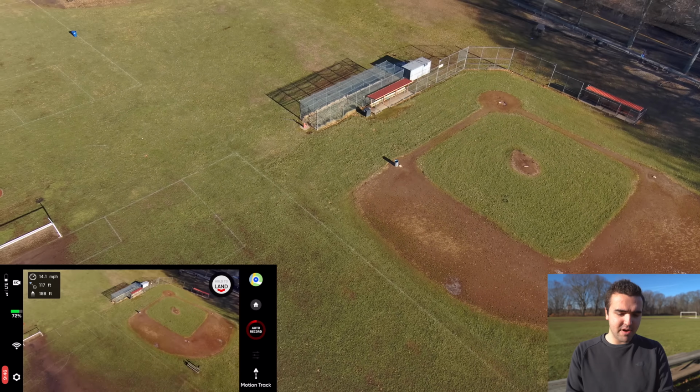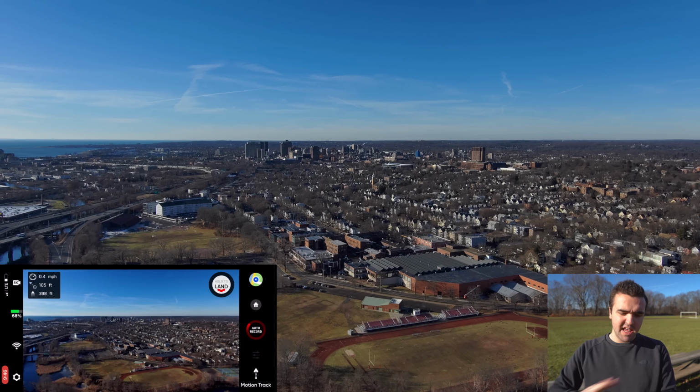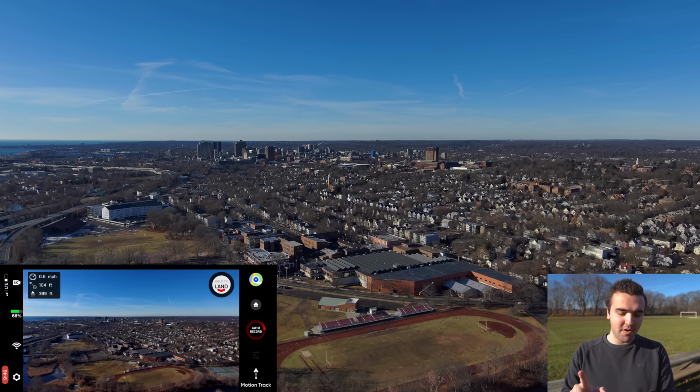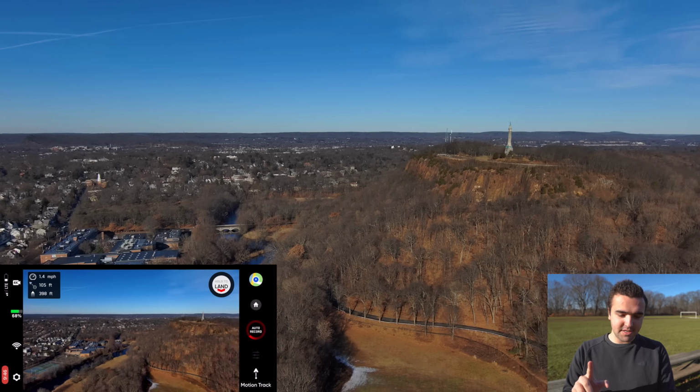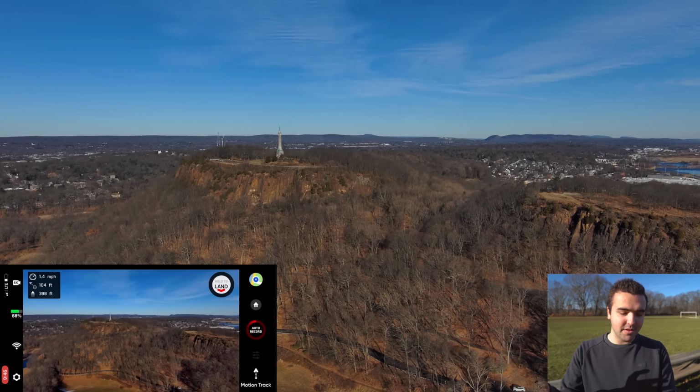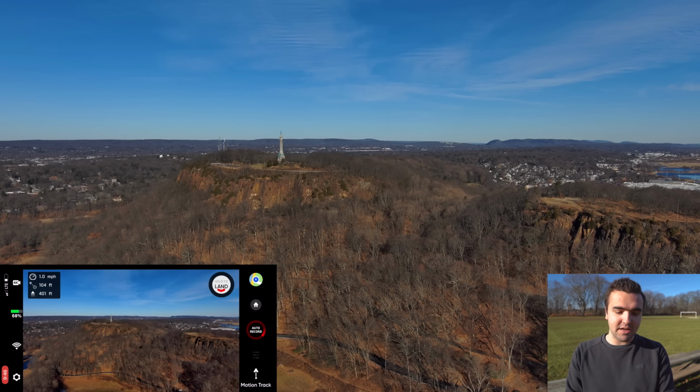Take a look at New Haven to our left. Pretty beautiful scenery over there. I kind of wish the sun was in a different area. If the sun was right behind my drone, it would look gorgeous. But I think that works out perfectly for what is to our right, and that is this hill, this mountain, whatever you want to call it, with the Soldiers and Sailors Monument.